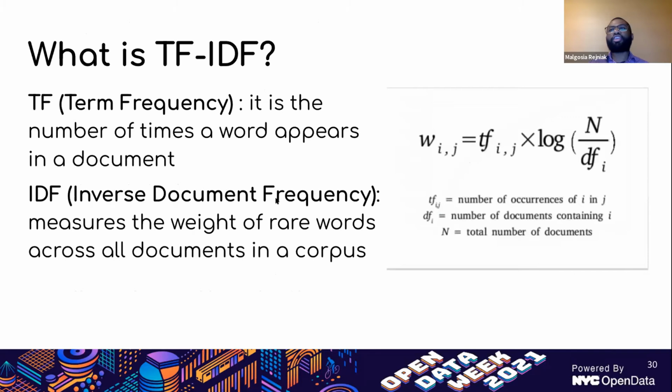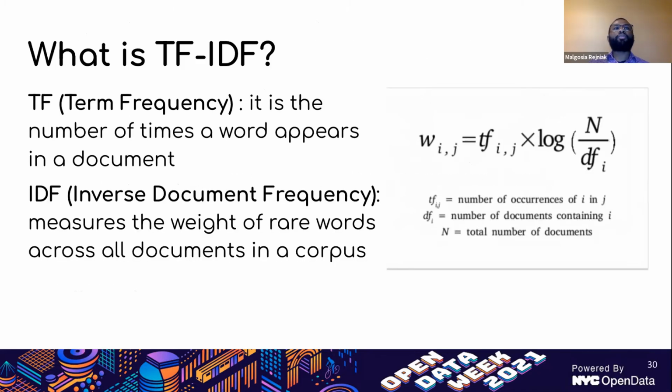Yes, and then this is just, again, going into TF-IDF, where TF is the number of times the word appears in the document, and the IDF, the inverse document frequency, measures the weight of rare words across all your documents. And then this is simply the formula, you just multiply the two to get your embedding.